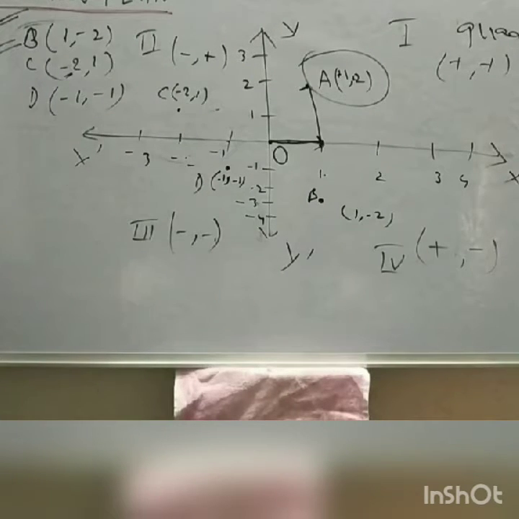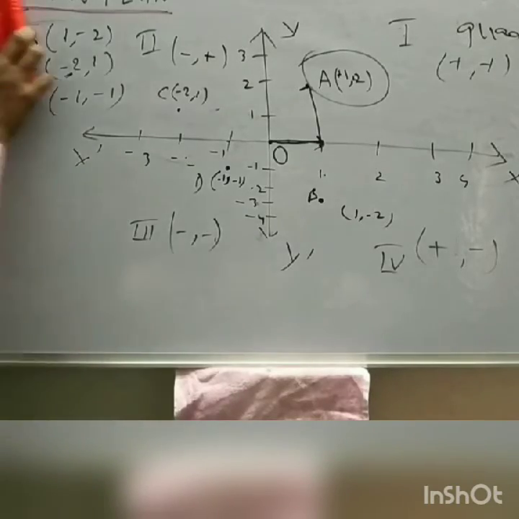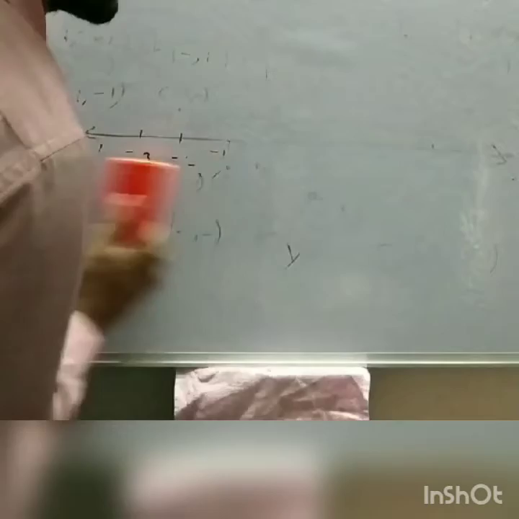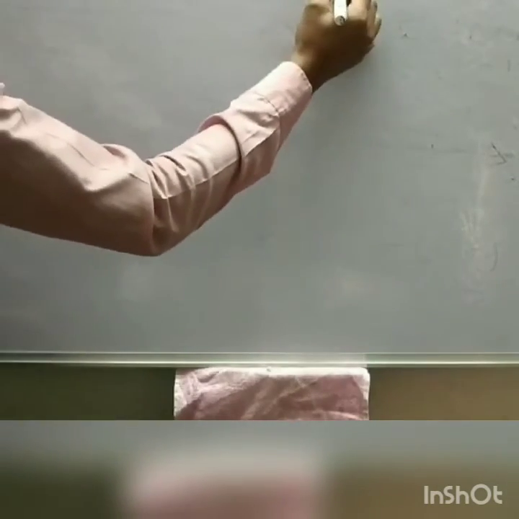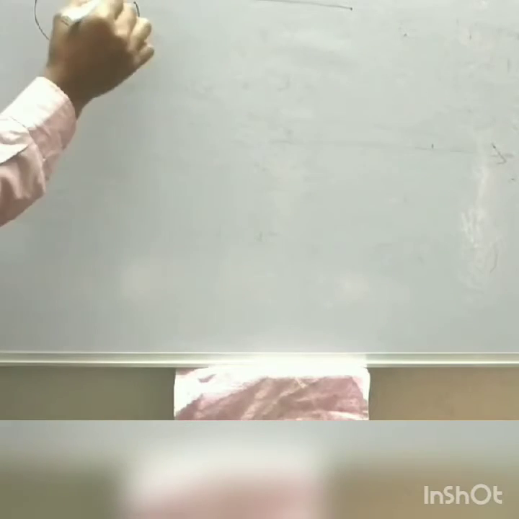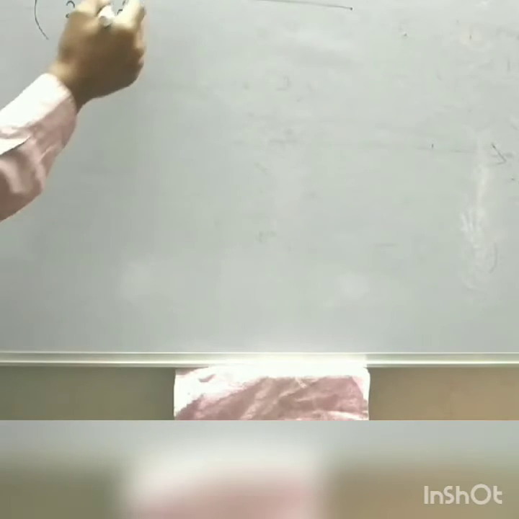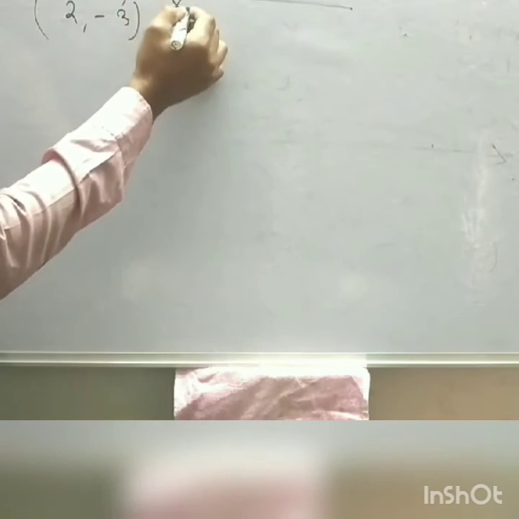Now if we move to exercise 16.1, there are some questions. Let us understand question number 1 of exercise 16.1. The first question is that we have to find the ordinate of the following points. So this is the abscissa, this is the ordinate. Abscissa means the x-axis point and ordinate means the y coordinate, that is the y-axis point.